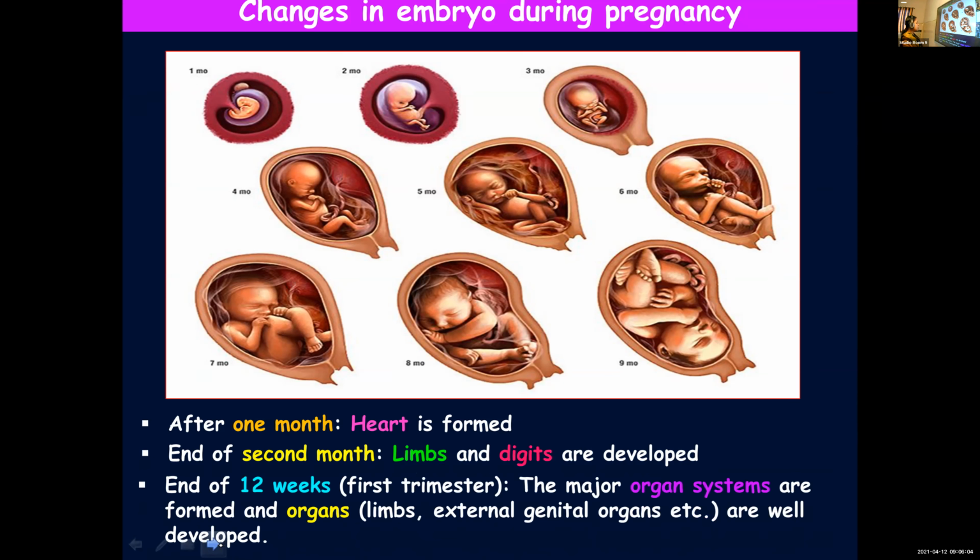At the end of 12 weeks, that is after 3 months, the first trimester, the major organ systems will be formed, and organs like external genital organs, limbs, etc. will be properly developed. So the development of the limbs and digits has already started in the 2nd month, but at the end of the 3rd month, when the first trimester is completed, organ systems are also formed, and external genital organs, limbs, etc. will get well developed.